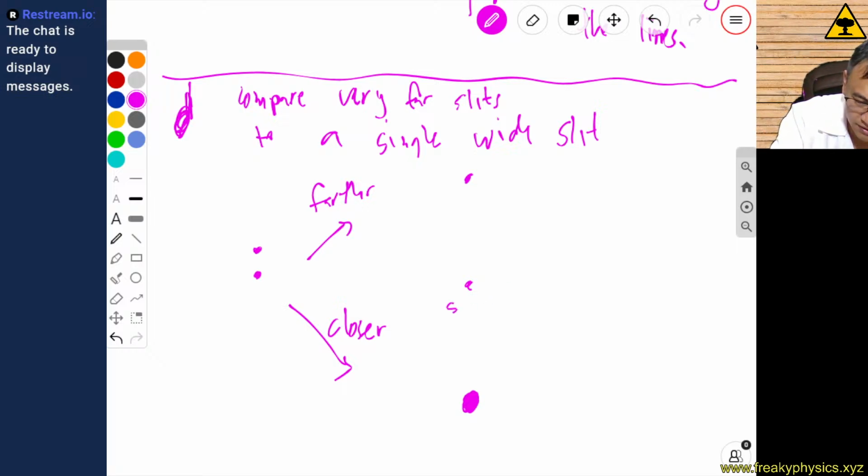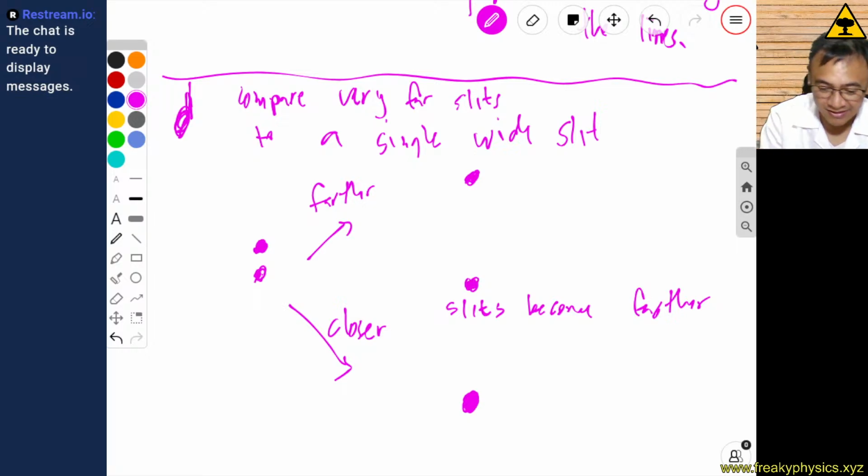So in this case, slits become farther apart. If the slits are small enough, there will be more diffraction, which leads to more patterns. But again, we're looking at this with big slits. So in this case, the slits become one. I'll use a different color. Slits become one.